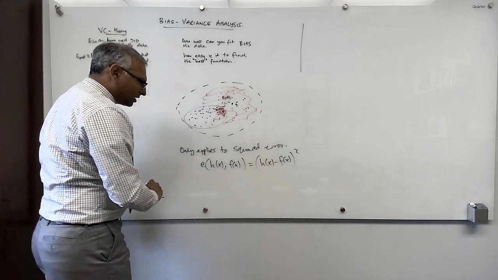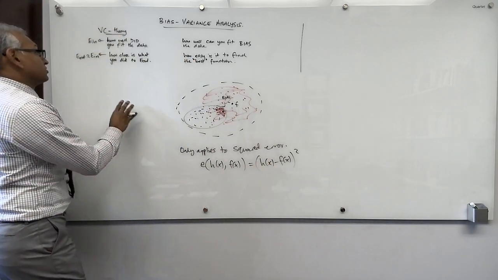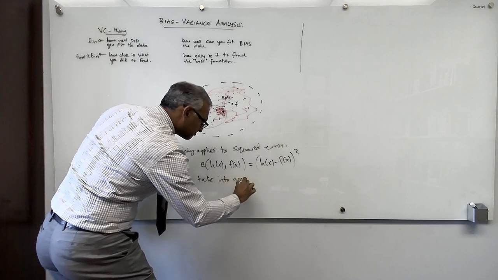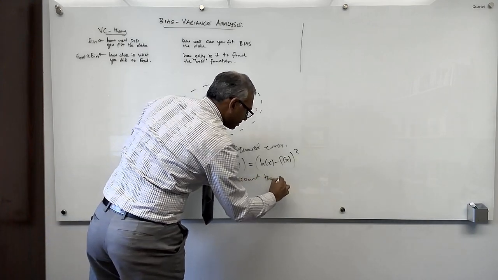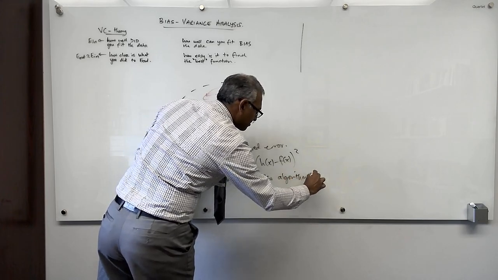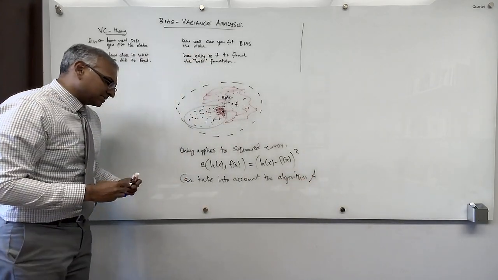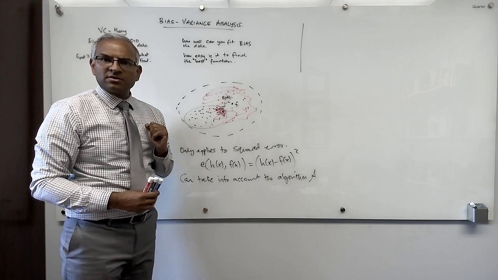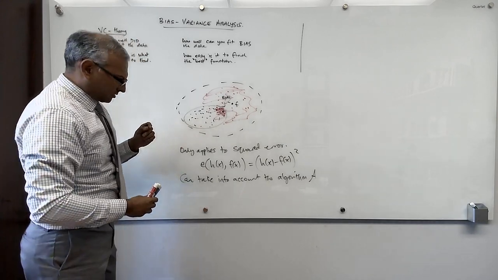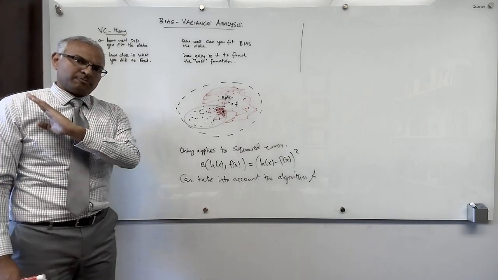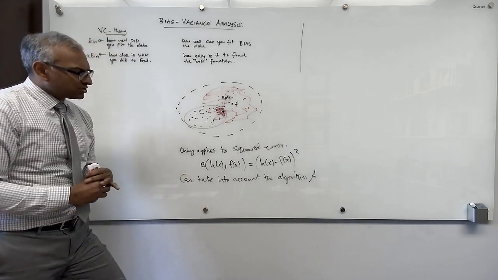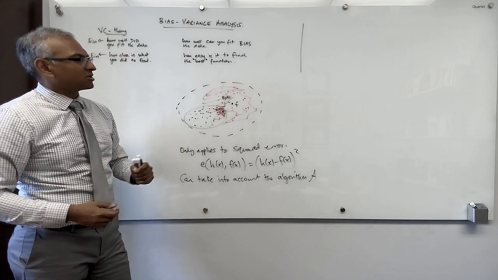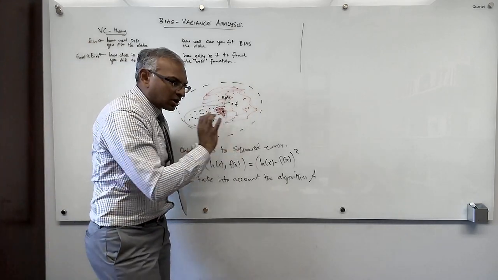Technically, mathematically, the bias variance analysis applies to squared error, but there is good news. It can take into account the algorithm A. What that means is that the same hypothesis set with different algorithms can result in a different bias and a different variance. To contrast, the VC analysis applies to any algorithm, so it had to be necessarily loose. So sometimes the bias variance analysis gives us a slightly sharper view of what's going on in this approximation generalization trade-off, because it can take into account the algorithm.